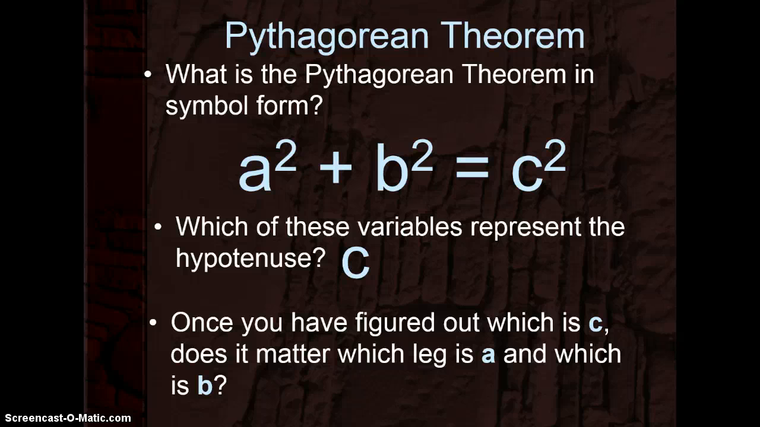And once you figure out which is C, does it matter which leg you make A and B? What do you think? Are we going to stress out over, ooh, I know what C is, ooh, is it A or is it B? When you're adding, does it matter which order you add? No. So which property says it doesn't matter which order you add? The commutative. So because it doesn't matter which order you add, it really doesn't matter which side you make A or which side you make B. So no, it doesn't matter.